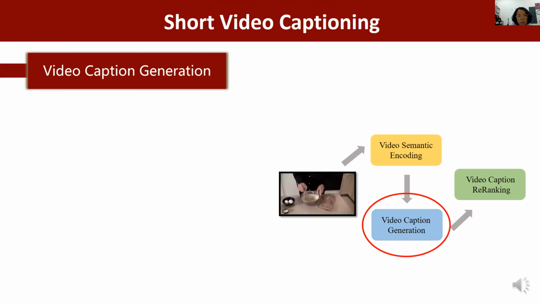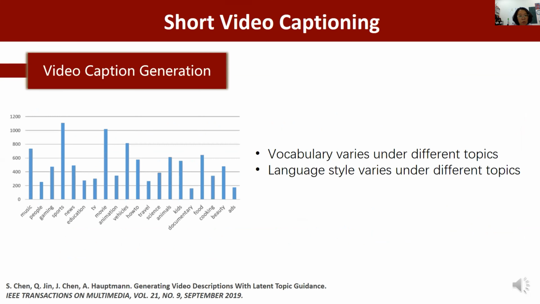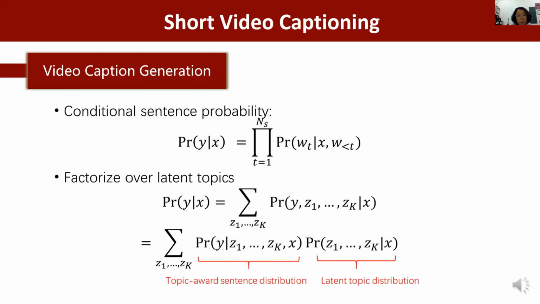And then for the video caption generation part, this figure shows that videos have very diverse topics, and on the language side, under different topics the vocabularies are very different, and the language style also varies. Therefore, we propose a generation model with latent topic guidance.